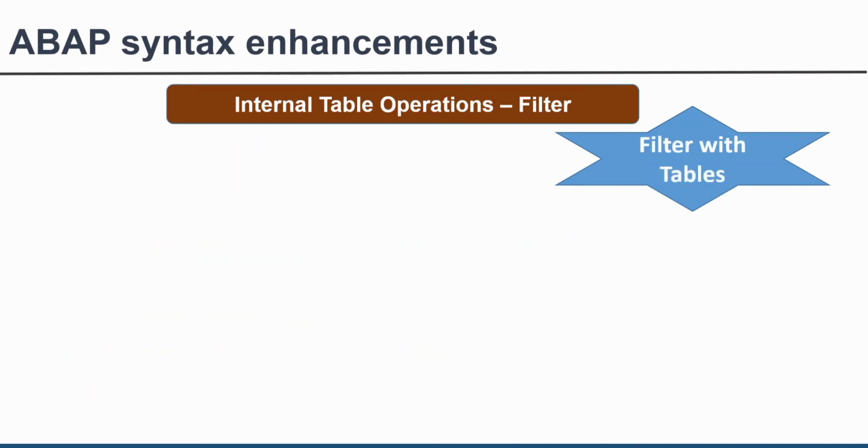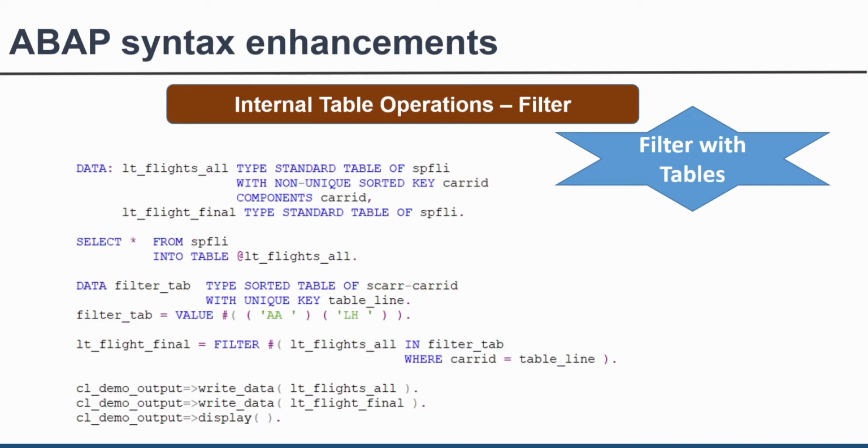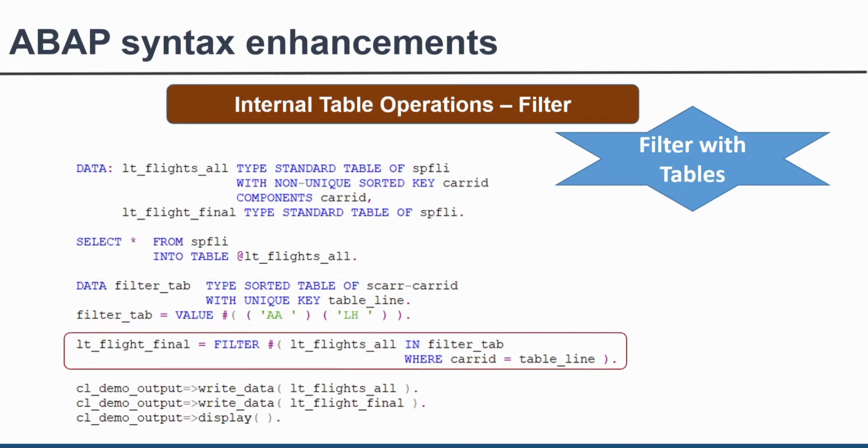The second scenario of filter, filter with tables. Filter with tables requires two internal tables. Consider the example given on the screen. The first internal table is the main one, which will contain the actual data on which filtering is applied. And the other internal table will contain the filter values used for filtering. And inside the filter statement, you provide the filter internal table based on which the values are filtered and passed to the final internal table.